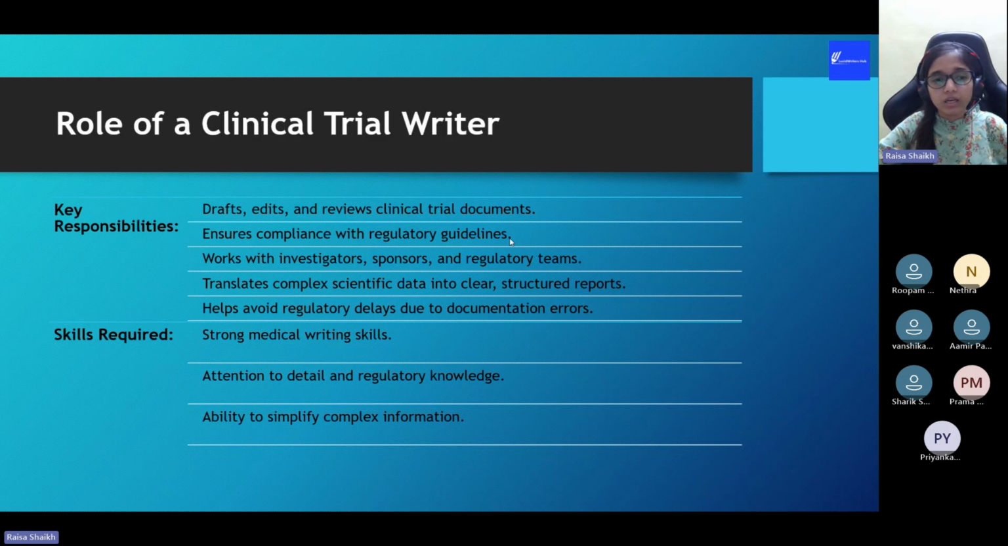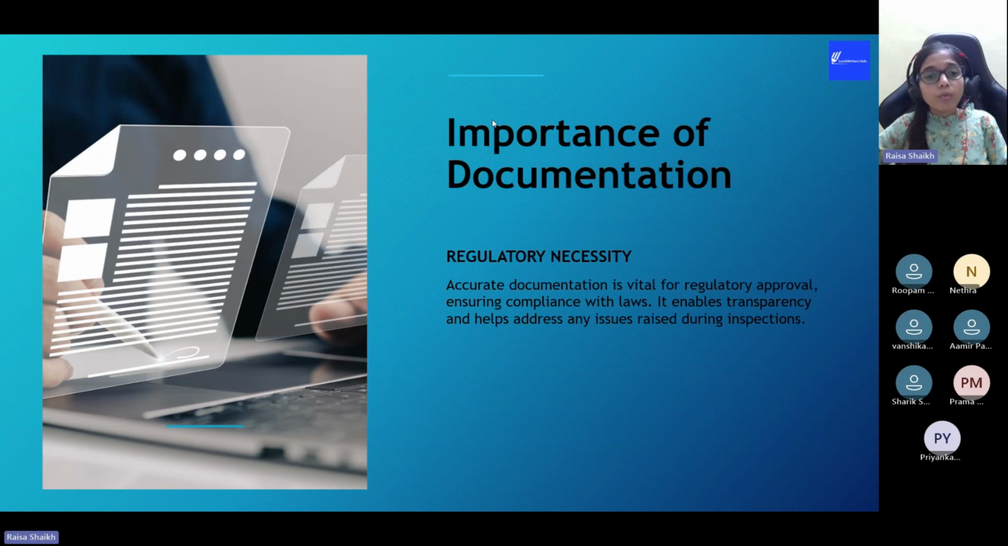Attention to detail and a lot of review is required when you write clinical trial documents. A clinical trial writer bridges the gap between complex scientific data and clear regulatory communication. Then comes the importance of documentation. The primary importance of these documents is regulatory necessity. Accurate documentation is important for regulatory approval.